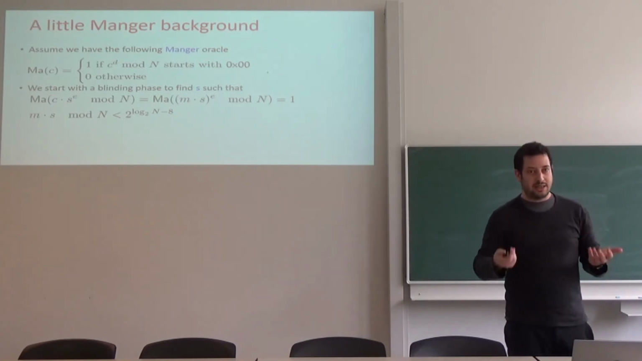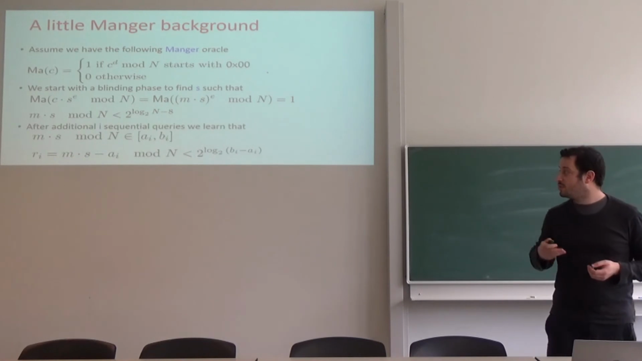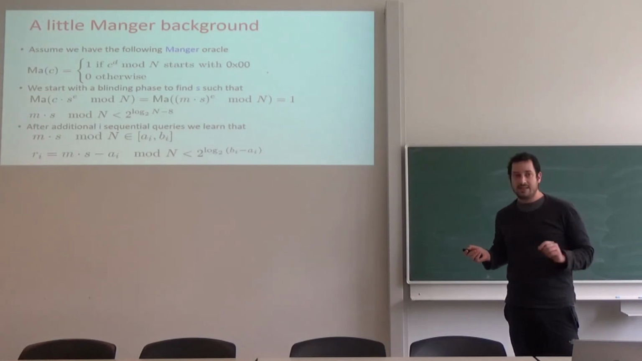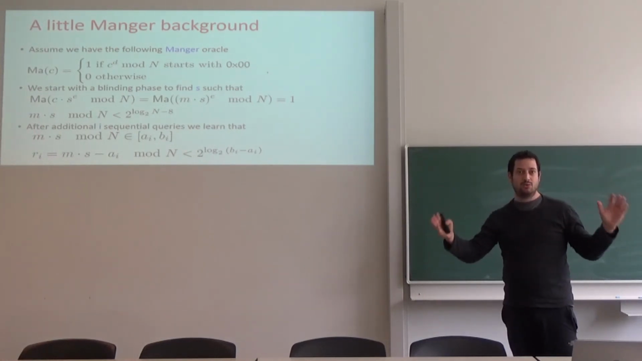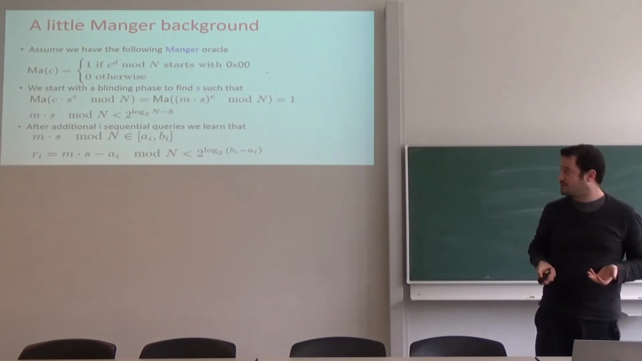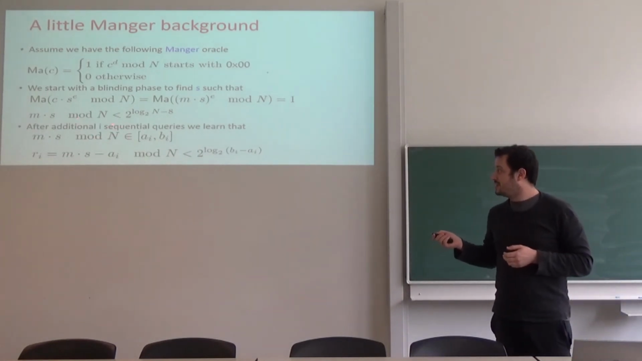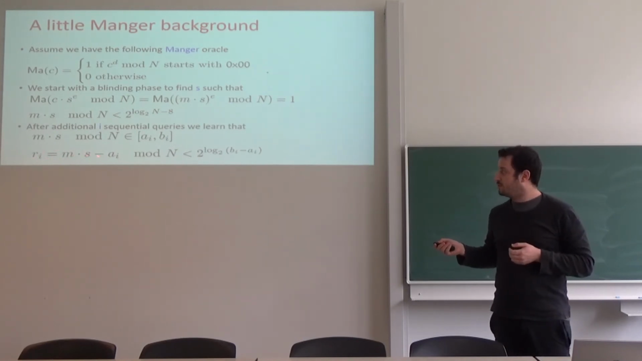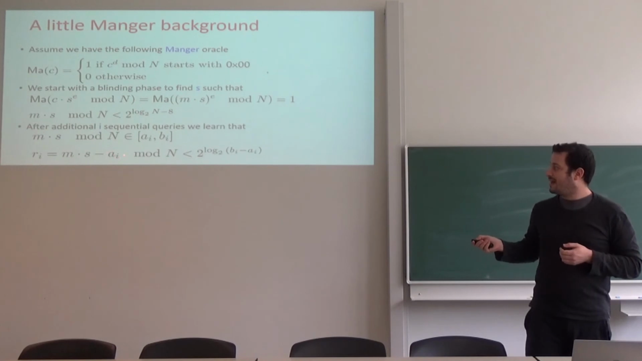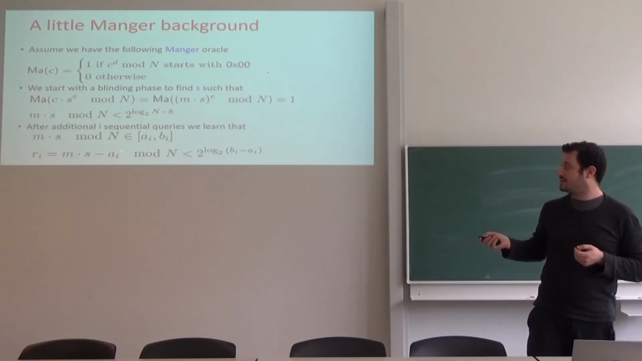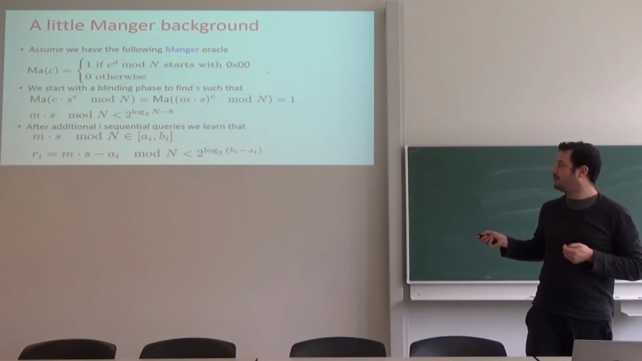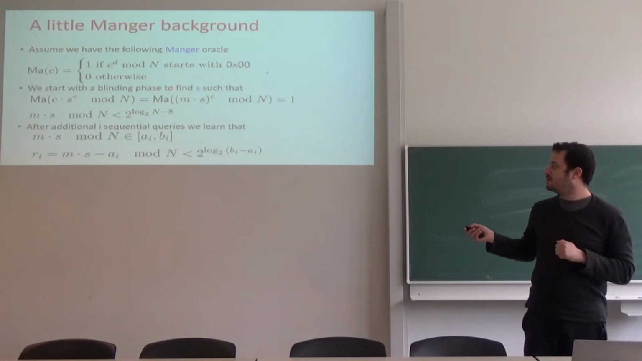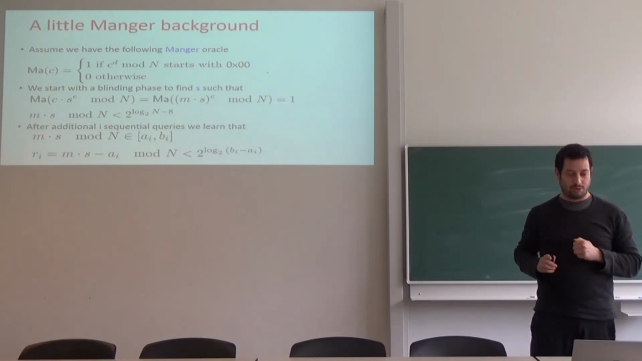And when we continue the attack in a sequential manner, the information we get over time is very similar, but it's a little bit different. Now it says that m times s is inside a specific range, which gets smaller and smaller as the attack continues. So after i sequential queries, what we have is some value ri, which is equal to m times s, which we don't know, minus ai, which is the beginning of the range. This we do know. This is smaller than the number of bits inside this range.